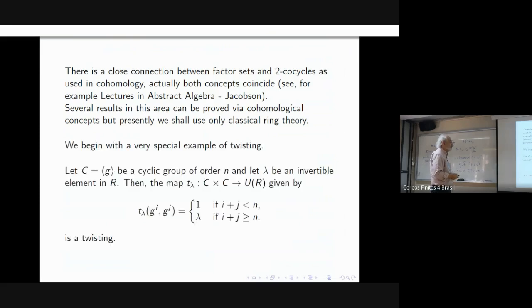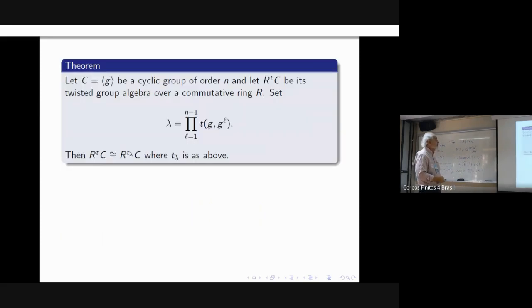An example of a twisting, very easy, is the following. Assume that you have a cyclic group and take a fixed element lambda in the field. So to each pair g_i, g_j, you associate either 1 or lambda, depending on how the exponents behave. This is a twisting. But the interesting thing is that you can prove that every twisting somehow is equivalent to a twisting like that I mentioned before.